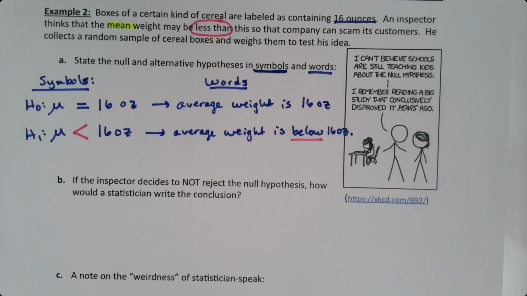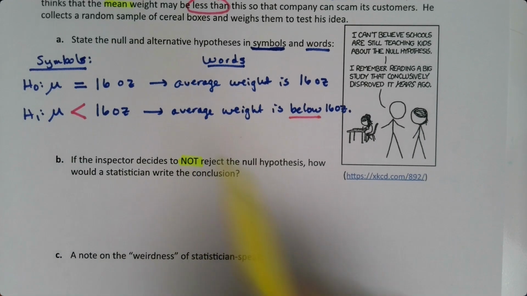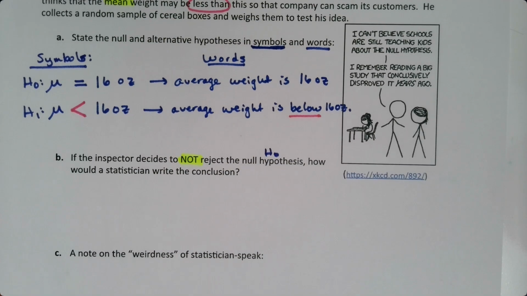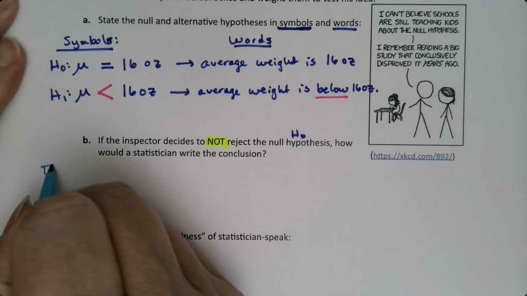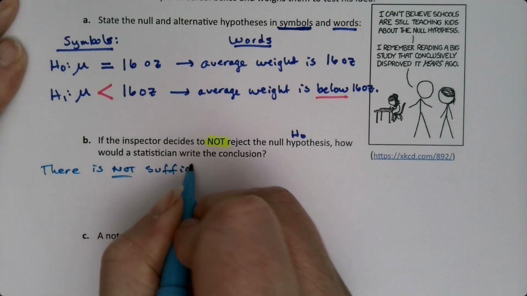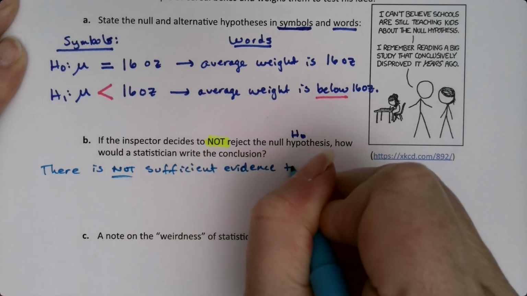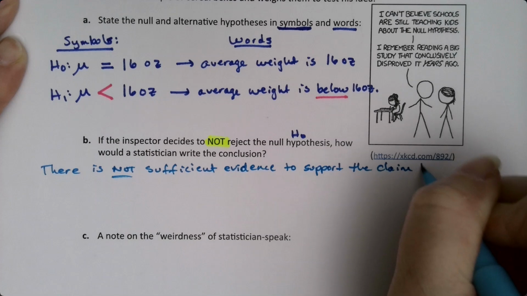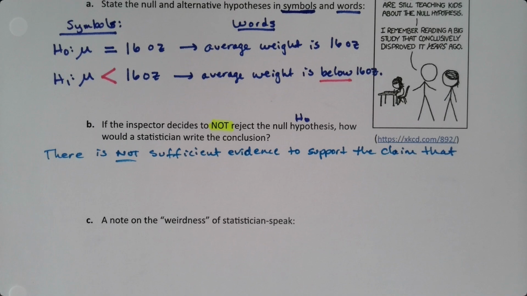All right. So now let's suppose that the inspector did not reject H0, right? They did not reject the null hypothesis. How will we write the conclusion? Well, you write the script. You'd say there is not sufficient evidence to support the claim. So you write that. There is not sufficient evidence. You can write the word enough. Enough evidence is okay. Sufficient evidence to support the claim that. You have to write all of that. You never get to avoid it, right? So there's not sufficient evidence to support the claim that.